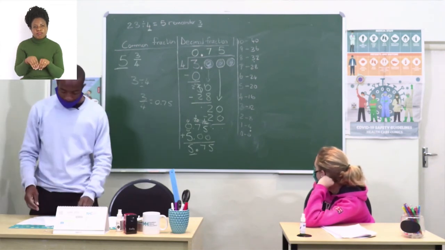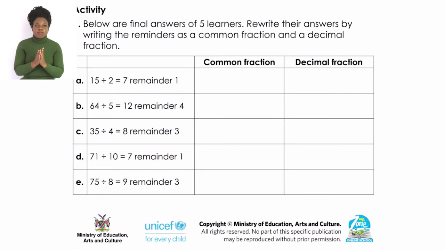Okay, now let's get back to our book on page 13. Okay, now in that activity it says, below are final answers of 5 learners. Rewrite their answer by writing the remainders as a common fraction and as a decimal fraction. In other words, the same way how I just did it for you now. All right? The last example that I gave you, that's exactly the same work that you're going to do. Okay? And if you need more space for that, you can do your calculation on a piece of paper and write in the final answer in the block.